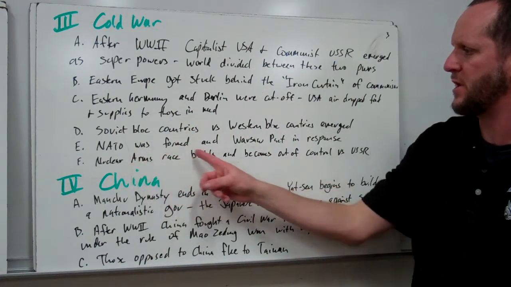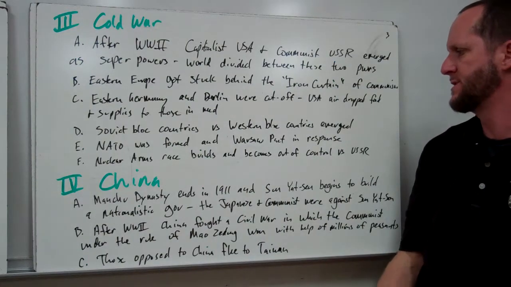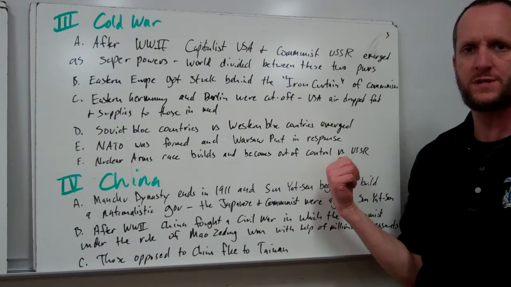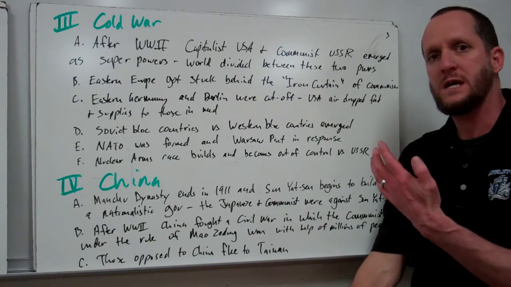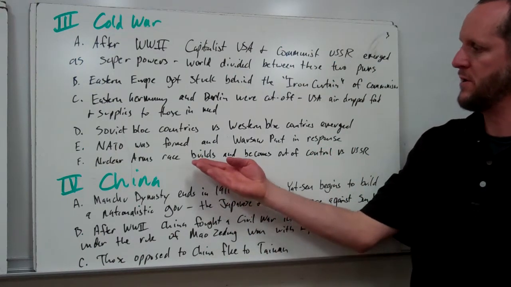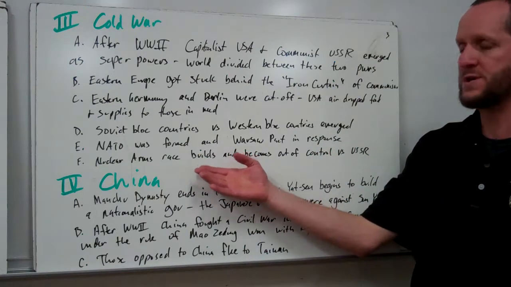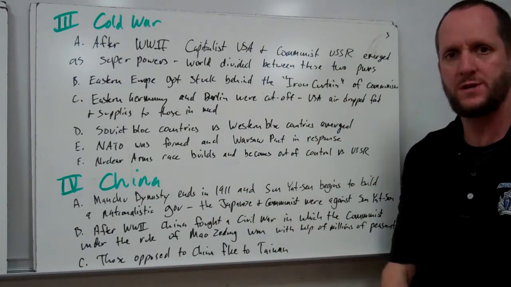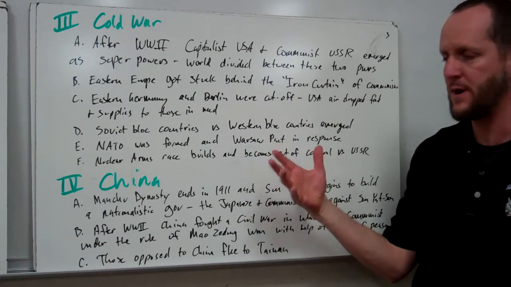Now, the nuclear arms race builds up and becomes out of control versus the USSR. We started moving nukes into Turkey. As we'll talk about in our next boards, the USSR tried to move nukes into Cuba. I mean, it became out of control.